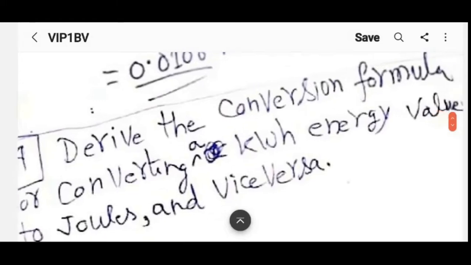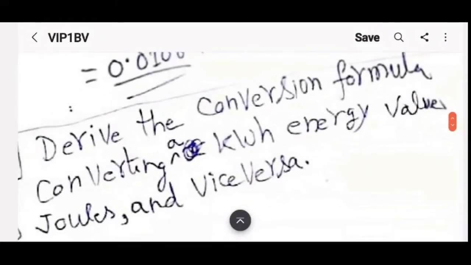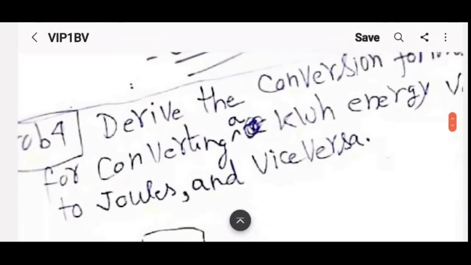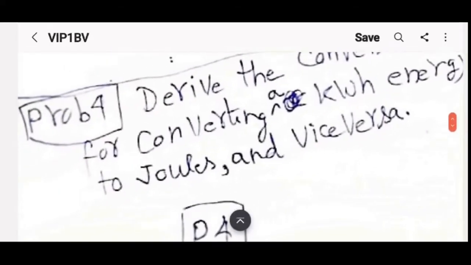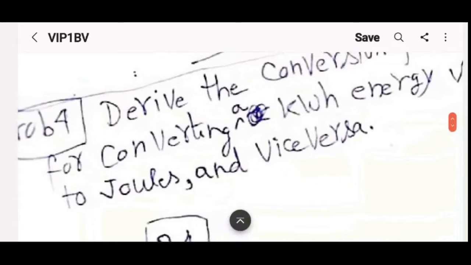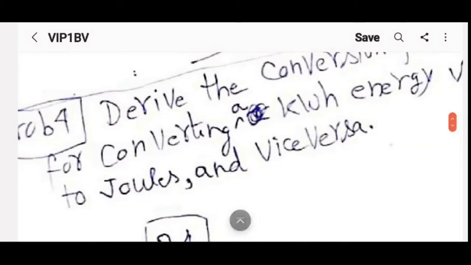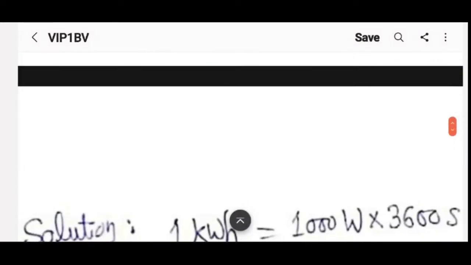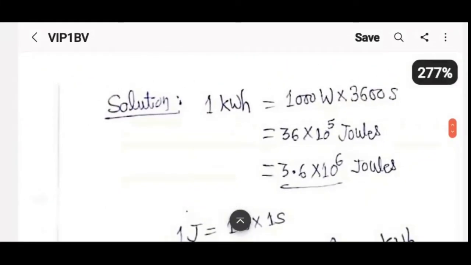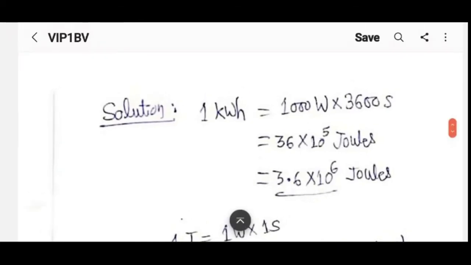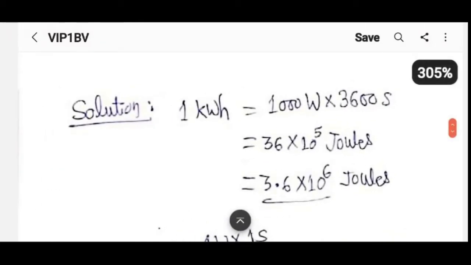Derive the conversion formula for converting kilowatt hour energy values to joules and vice versa. Here I have tried to do it. This is the conversion that you will need a lot of times in this course. 1 kilowatt hour is what? 1000 watt multiplied by 3600 second.